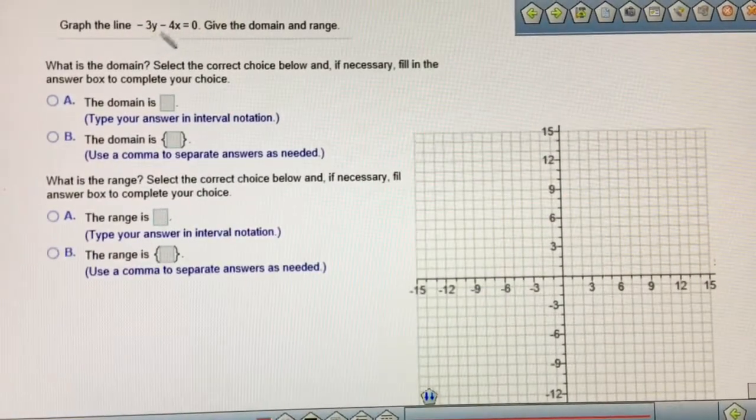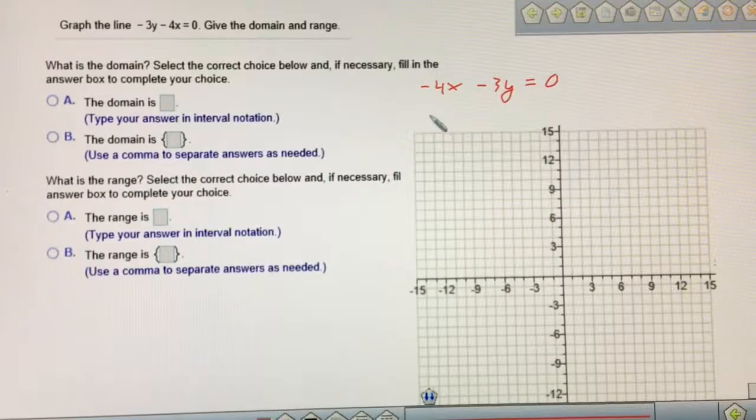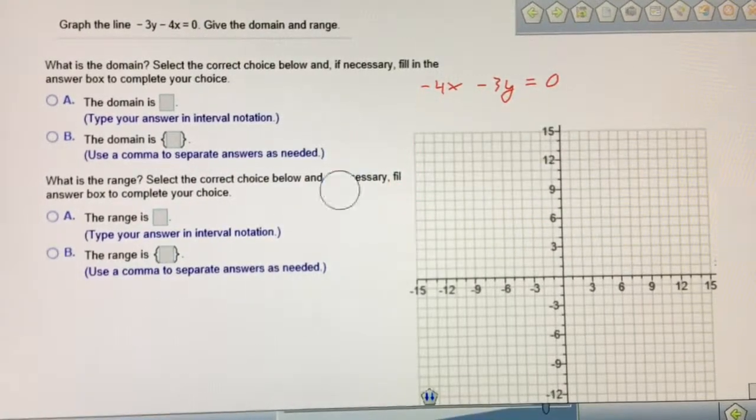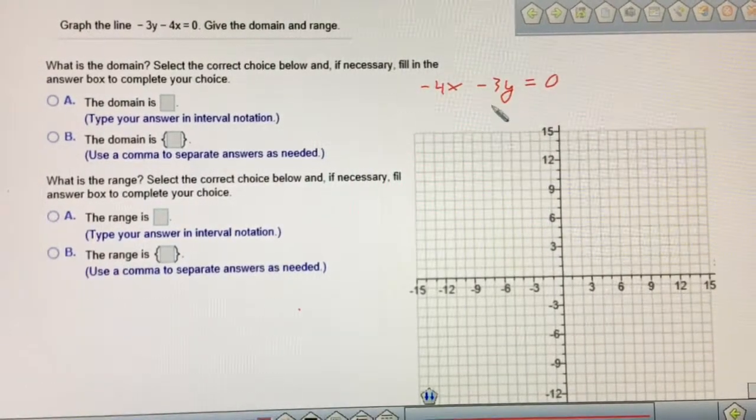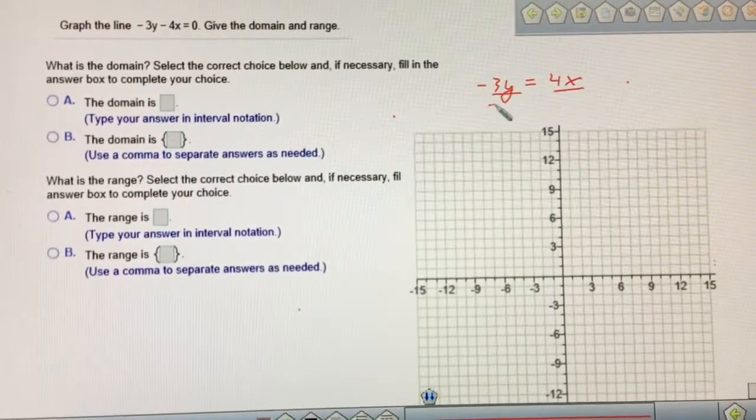Another one, notice they're trying to trick me. It's not in standard form. I'm going to rewrite this in standard form as negative 4x minus 3y equals 0. Actually, I should just solve it for y. There's no c value for the standard form. It's just 0. So I'm going to add 4x to both sides. That's going to give me negative 3y equals 4x. And then I'm going to divide both sides by negative 3. So my equation is going to be y equals negative 4/3 x.